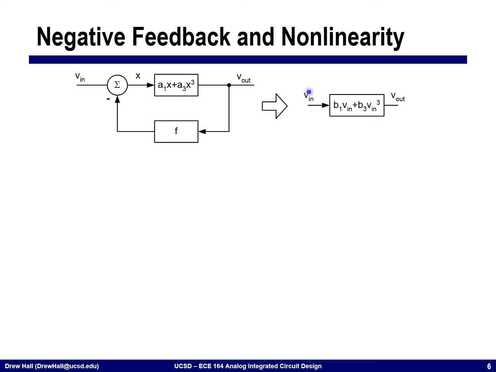And so the best way to map this is to take this system and try to map it into a linear system where I take away the feedback and I just have V in getting transferred into V out with new coefficients. And so what I'm going to try to do in the next slide is calculate what B1 and B3 are, and then we can compare them to A1 and A3.